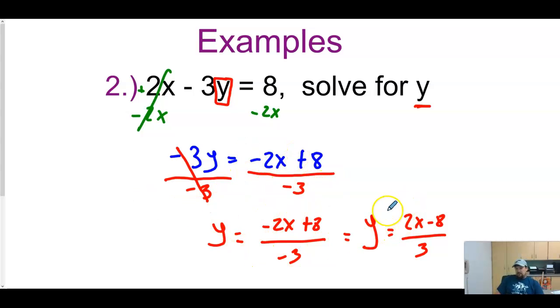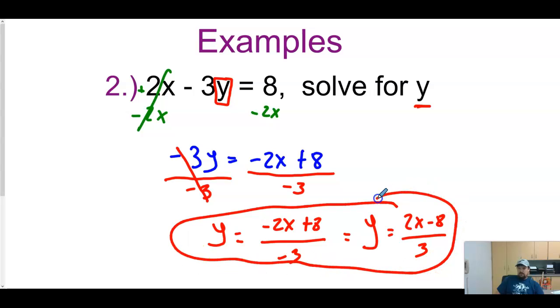So that's all you can do. There's no solving any farther than that. We just simplified it as far as we could go. So one of those would be my final answer.